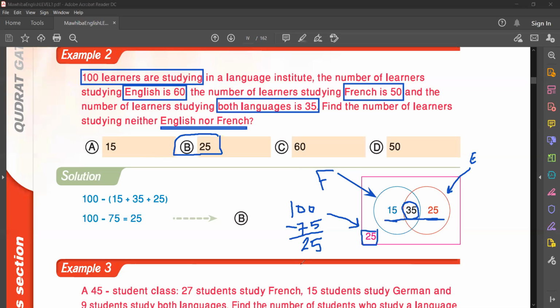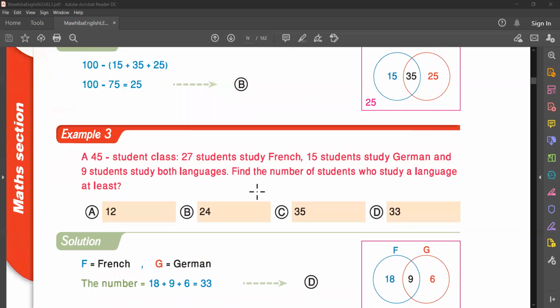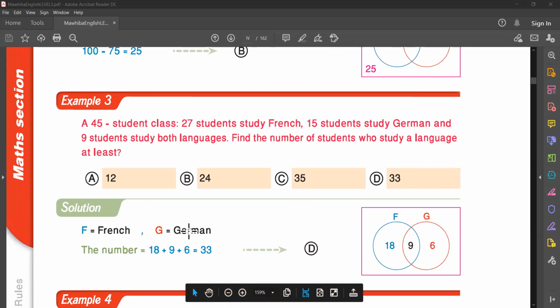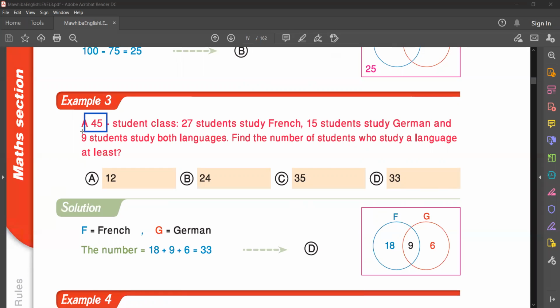So for these questions or problems, you can use a Venn diagram. It is easy to solve problems. Okay, now we will take the third example. The example said a 45 student class here. We have a 45 student class, all the students.